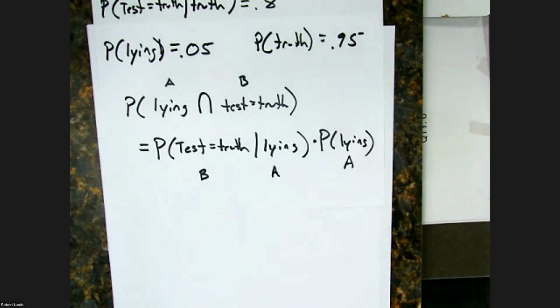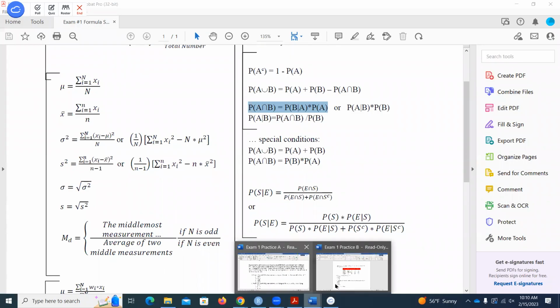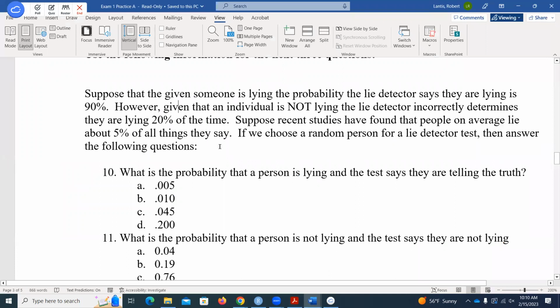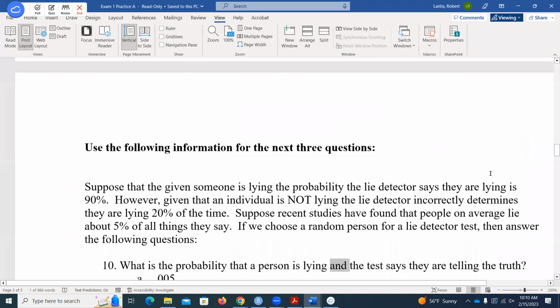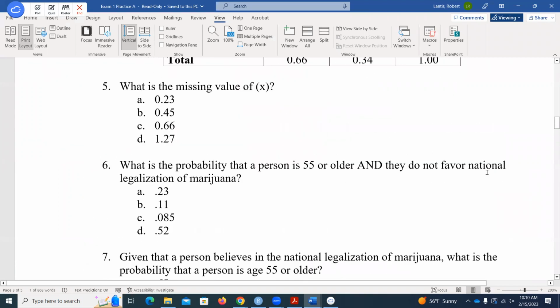Yeah. How did you know it was intersection as opposed to the other two formulas? So we're on the practice exam, and I forgot to mention that as well. You've got that you're looking for the probability that a person is lying and the test says they're telling the truth. If I had a question instead, maybe like up here.